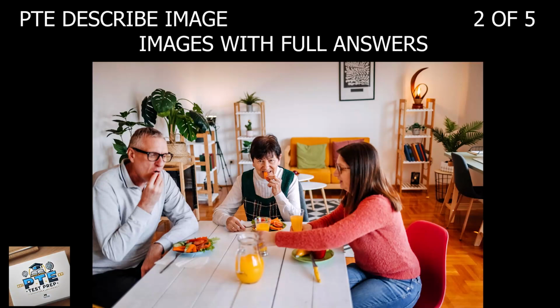The table is neatly arranged with food items. It shows a positive and friendly atmosphere. The focus is on healthy eating and togetherness. Overall, the image shows family bonding and a healthy lifestyle.